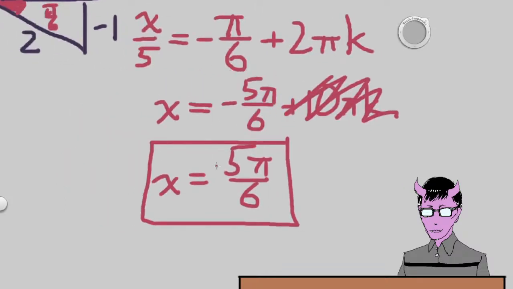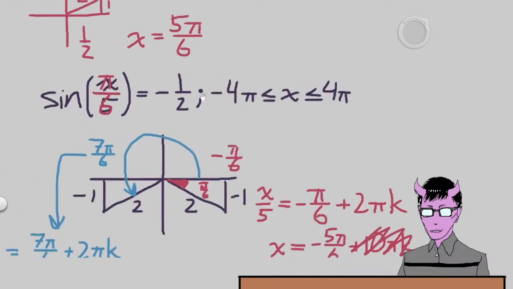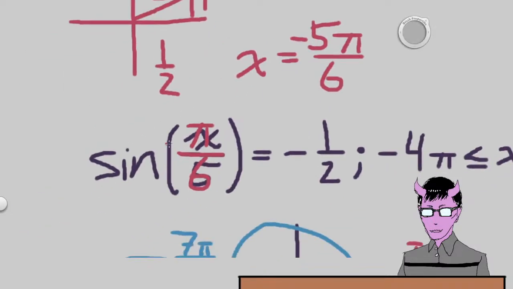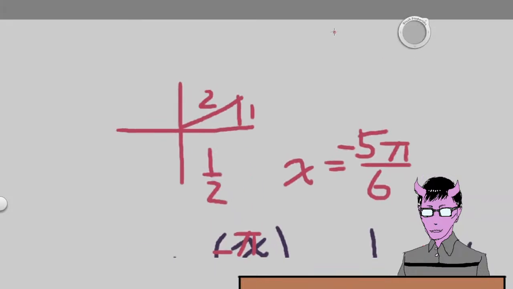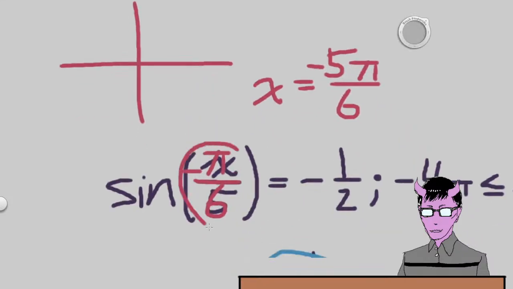So we only have this one right here. And I think that's the only answer we need to consider, right? Negative 5 pi over 6. So now we're testing negative 5 pi over 6. So this whole thing becomes negative pi over 6. So fixing the sketch. This is negative pi over 6. So it's right here. That's the negative 30, 60, 90.